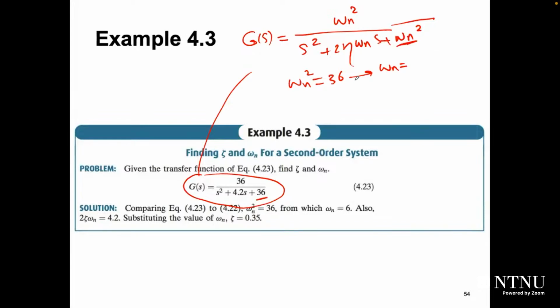Omega n squared equals 36. So omega n will be the square root of 36, which is 6 rad per second. So this is the natural frequency of your system. Now we need to get zeta.